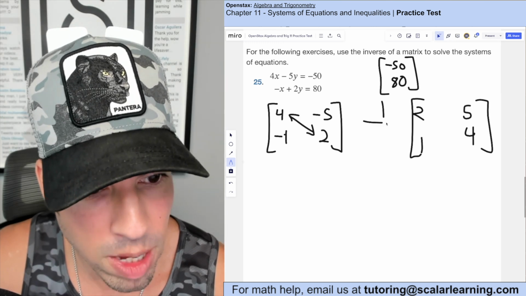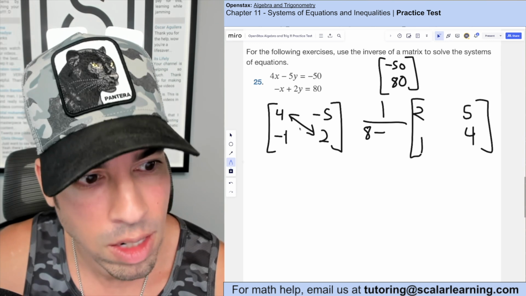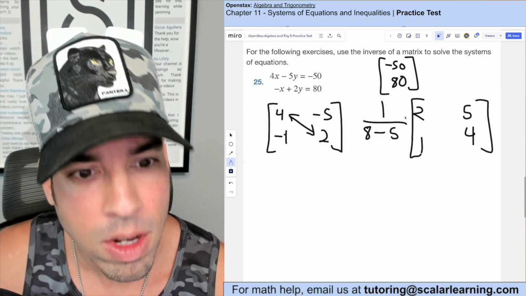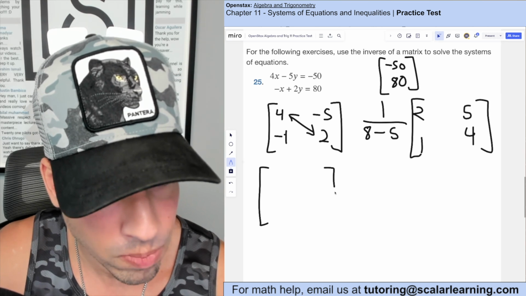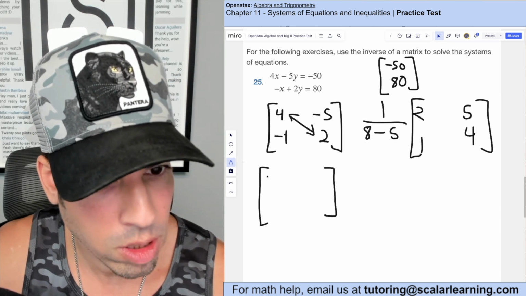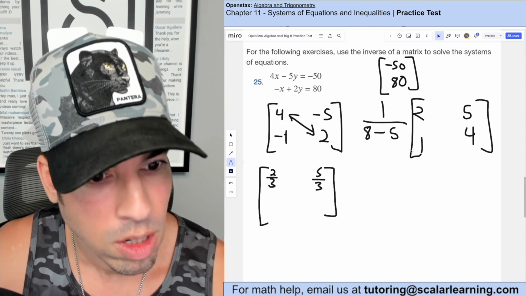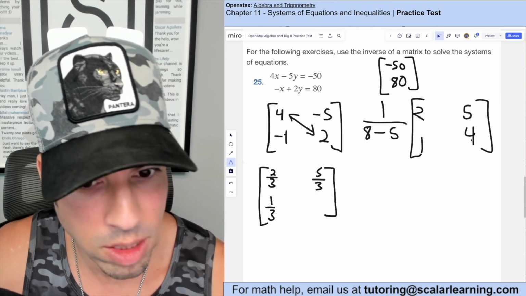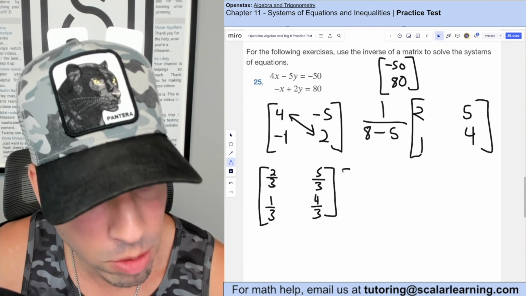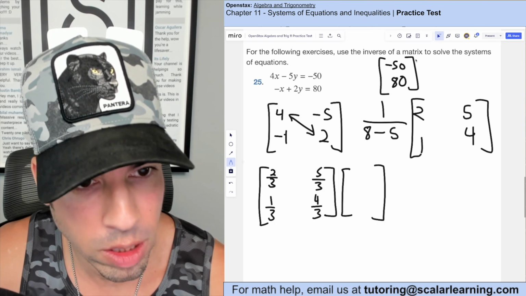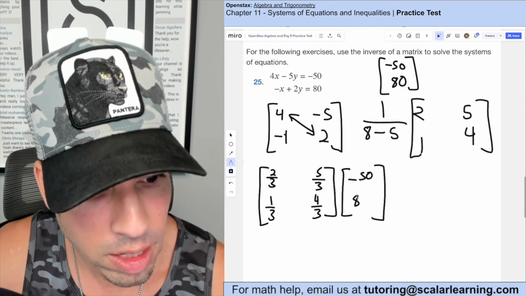And then I'm going to multiply by 1 over a times d, 4 times 2, which is 8, minus -1 times -5, which is 5. All right, so that's going to be 1/3, and we're going to distribute it into everything. So we got 1/3 times 2 is 2/3, times 5 is 5/3, times 1 is 1/3, and then times 4 is 4/3. Great. Now that's my inverse matrix. And then what we're going to do is we're going to multiply it against that one up there. We got -50 and 80.